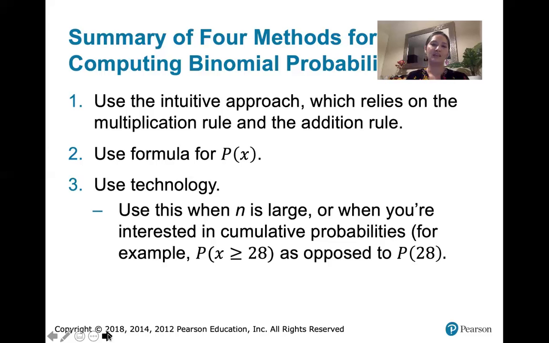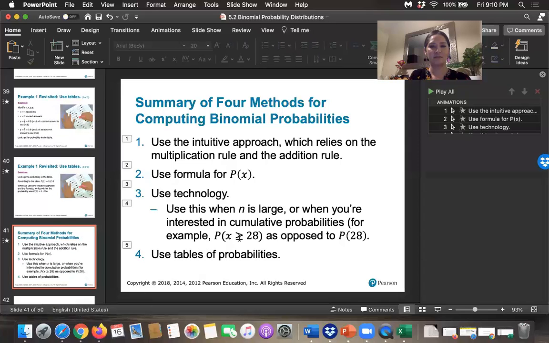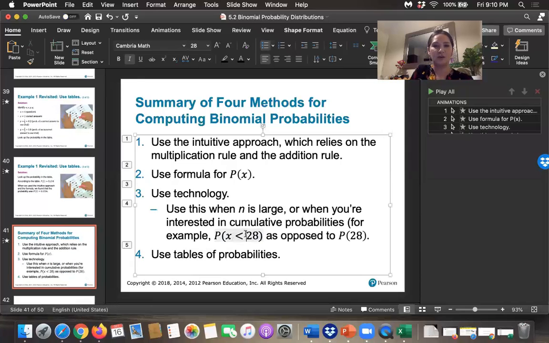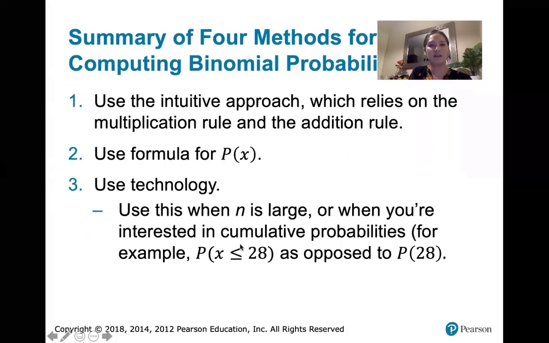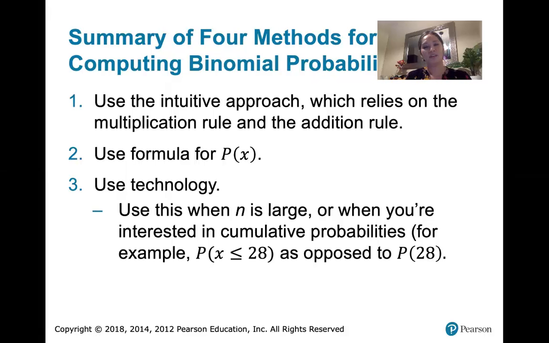But if you're looking for cumulative probabilities, and actually, maybe this should say less than. If you're looking for the probability that x is less than or equal to 28, as opposed to finding the probability that x is exactly equal to 28, technology is going to help you. We were looking for the probability that x is greater than or equal to 28, so we were able to quickly come up with a table and then add up all of those 12 probabilities, which was very nice. That's a very appropriate use of technology there.